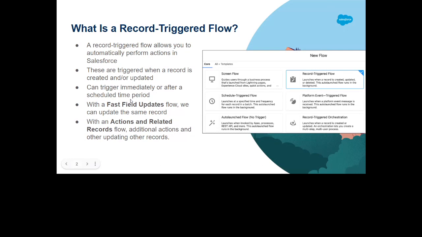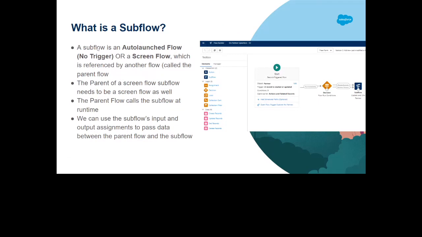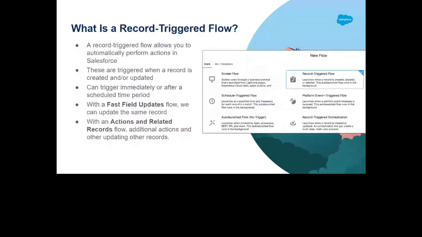Now moving on to subflows. Subflows are basically a flow that we call from inside another flow, right? So just the basic definition of that. You can create a subflow by creating either an autolaunched flow with no trigger or a screen flow, right? So if I go back to this screen, when you click on new flow, you can use this option, the autolaunched flow no trigger, or a screen flow to create a subflow.